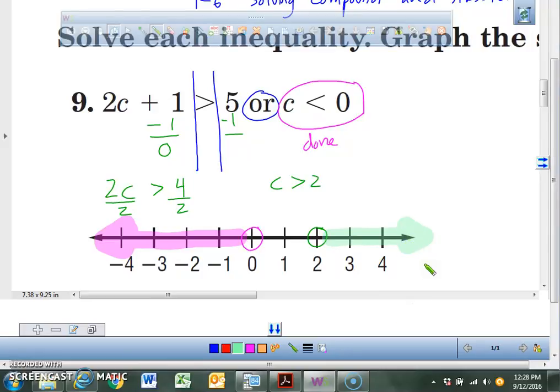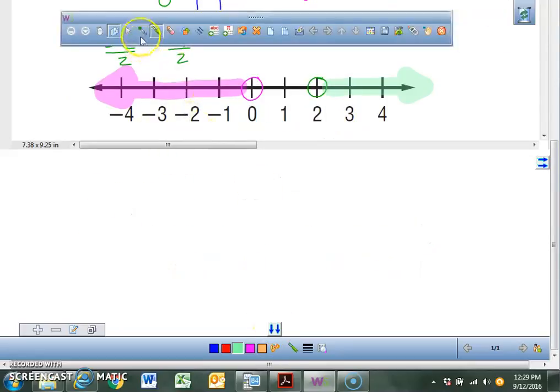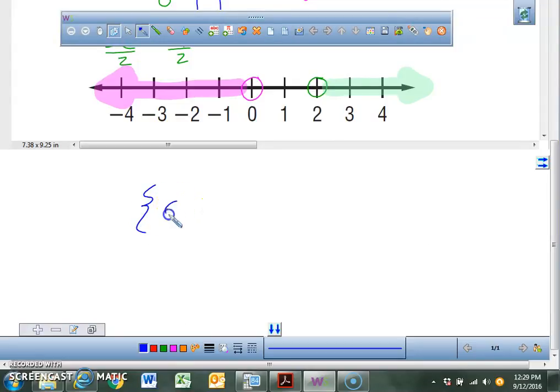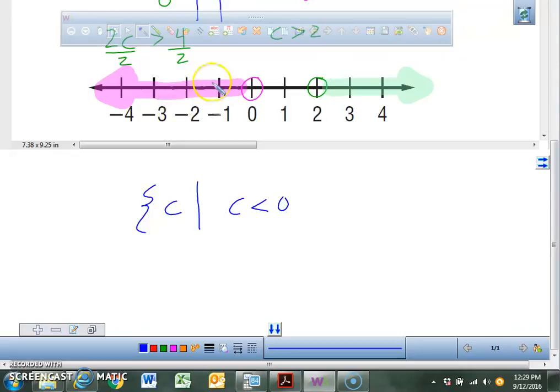Now, this is the correct graph, but what type of notation am I going to require you to do on your test tomorrow? What type of notation am I going to require you to do on the test? That's right, set builder notation. So here's how it works. We know it's going to be an OR statement, correct? So we say the set of all C values such that C is less than 0. So always start kind of with the one that's on the left-hand side. Then you write the word OR. C is greater than 2.